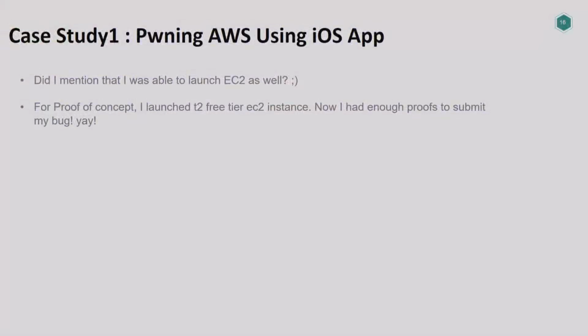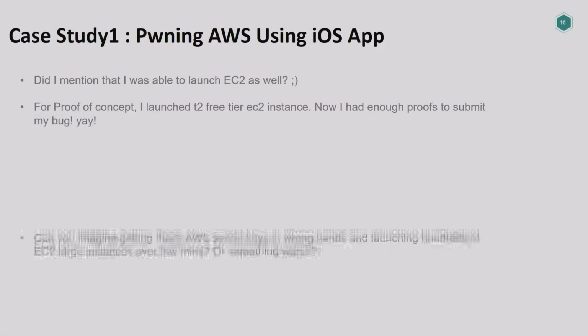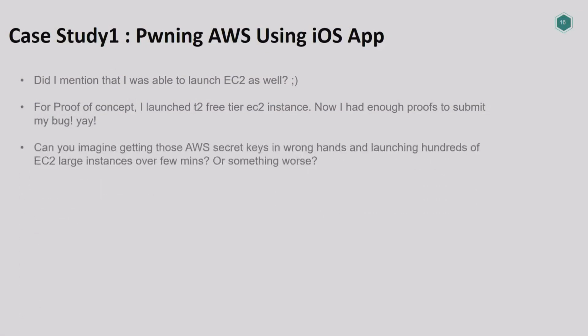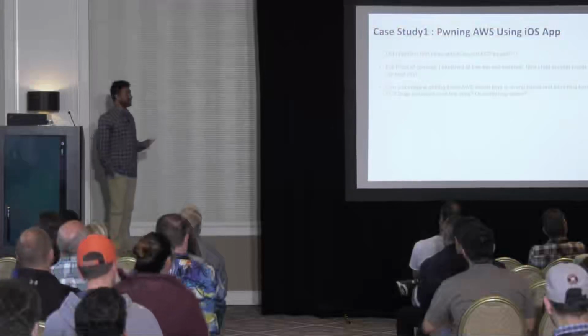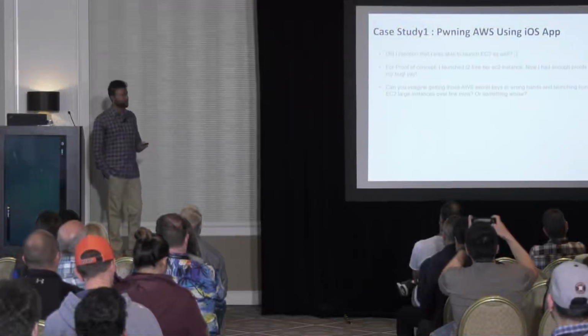and I submitted the report. But can you imagine those access keys getting into the wrong hands? Someone could launch hundreds and thousands of EC2 instances in a minute, and they could use them for Bitcoin mining, and it could be a million in loss.